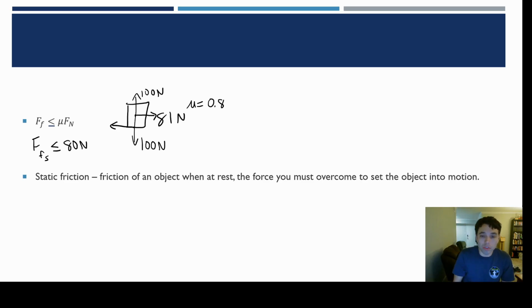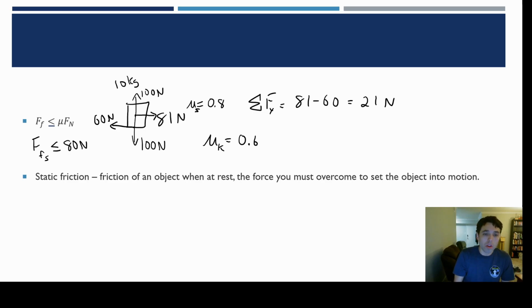So let's put a little s here for static. Let's say the kinetic friction coefficient was 0.6. Always going to be less than static friction. If it's 0.6, that means the friction force will be 60 newtons. That means my net force here in the x direction will be 81 minus 60, which is 21 newtons. If this thing had a mass of 10 kilograms, then my acceleration would be net force 21 over 10, which is 2.1 meters per second. Whoa, meters per second squared.